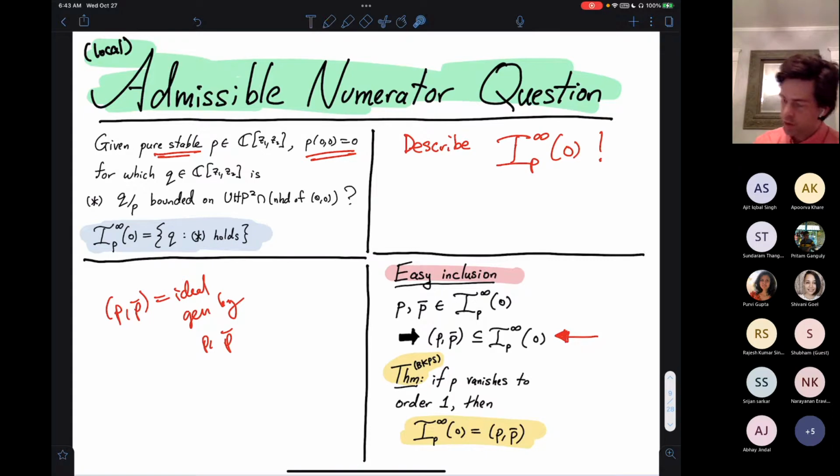And at first, when we studied this, we thought, oh, we have an answer. It has to be the ideal generated by P and P bar. And it turned out that that's actually true in a generic case, which is nice, but also generic and special. If P vanishes to order 1 at 0, 0, then you do get that this ideal is just the ideal generated by P and P bar.